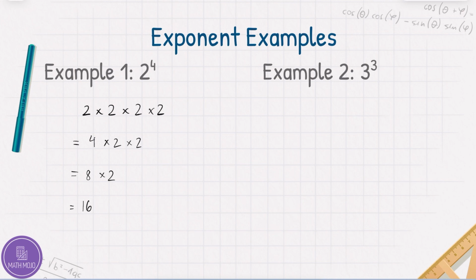Now let's try another example over here. We have 3 to the power of 3, or 3 cubed. So we can write out 3 multiplied by 3 multiplied by 3, and then we can do 3 multiplied by 3, which gives us 9, multiplied by 3 again, and that's going to give us 27. So our final answer is 27.